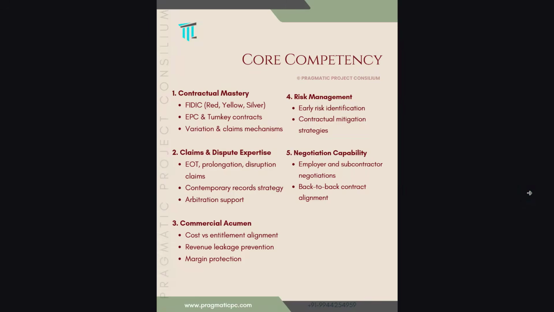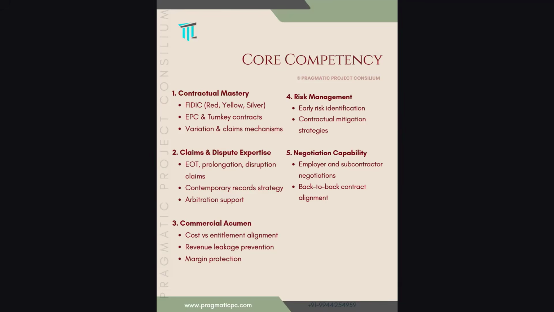So, what are the core competencies? Contractual mastery is non-negotiable. That is the very first skill required. You should have exposure to international contracts like FIDIC, and to EPC turnkey contracts from the oil and gas industries. They don't usually use FIDIC contracts in oil and gas projects, so you need to know their variation and claims mechanisms.